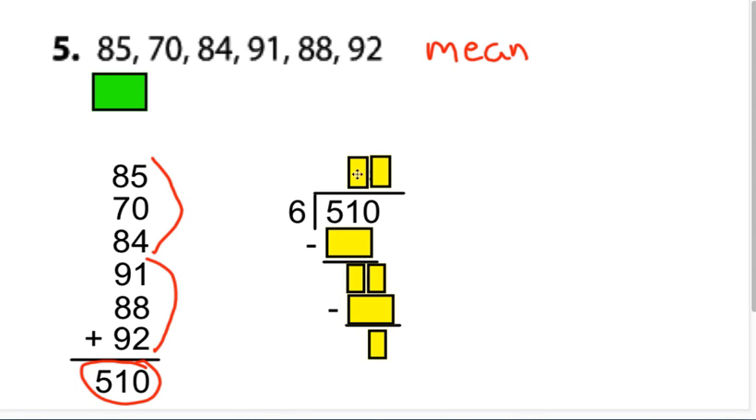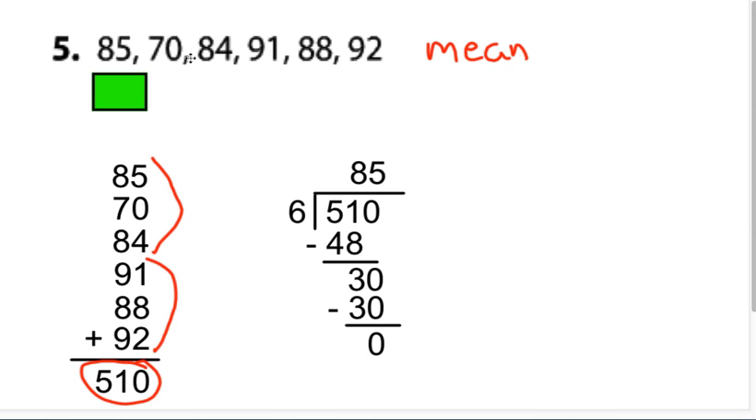And 6 into 51 will go 8 times. 8 times 6 is 48. 51 minus 48 is 3. Bring down our 0. 6 into 30 will go a total of 5 times. 5 times 6 is 30. Subtract, we have 0. So in this case, the mean for this list of numbers is 85.